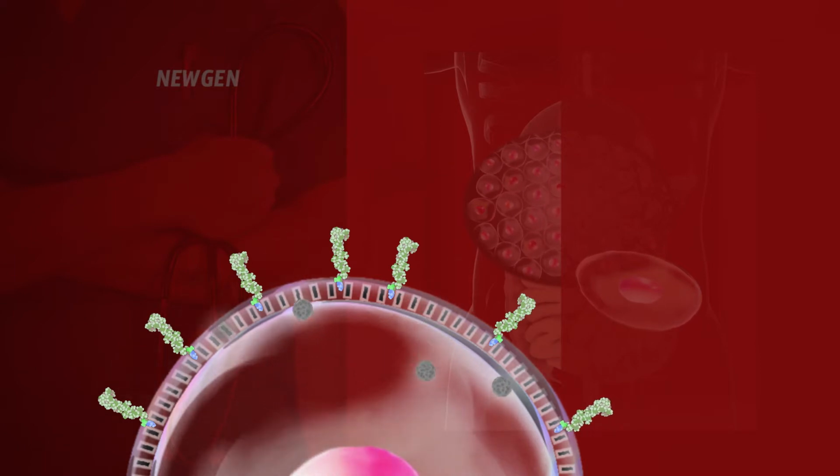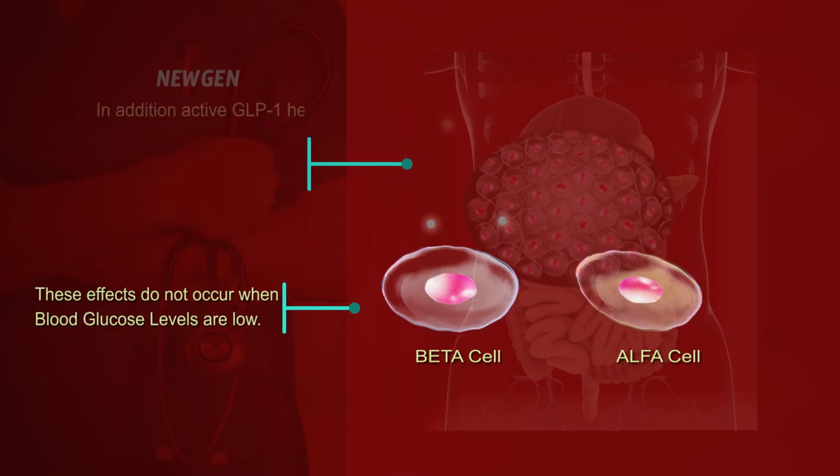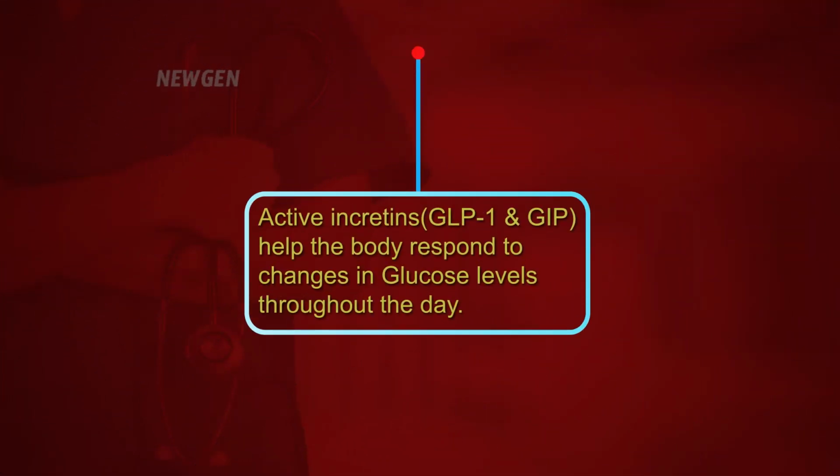In addition, active GLP-1 helps suppress glucagon release from pancreatic alpha cells, leading to decreased hepatic glucose production. These effects do not occur when blood glucose levels are low. Active incretins help the body respond to changes in glucose levels throughout the day.